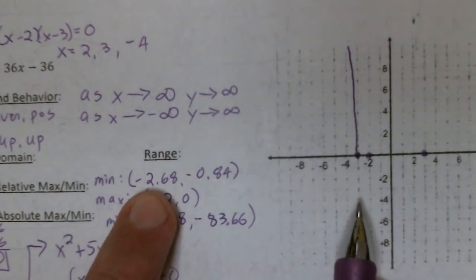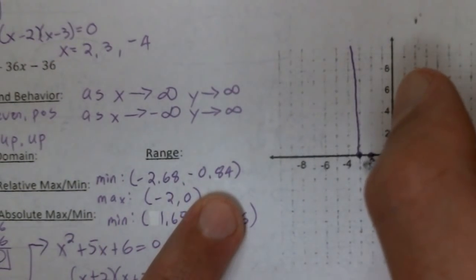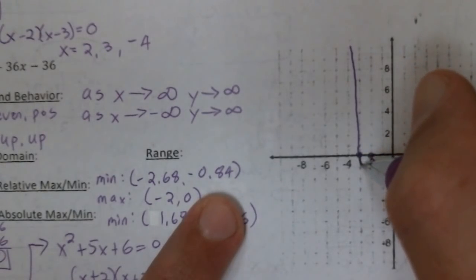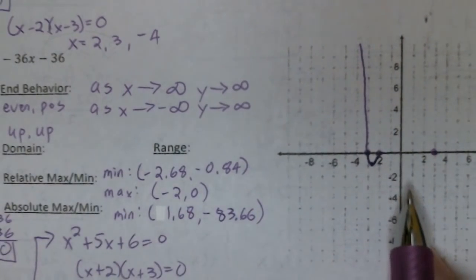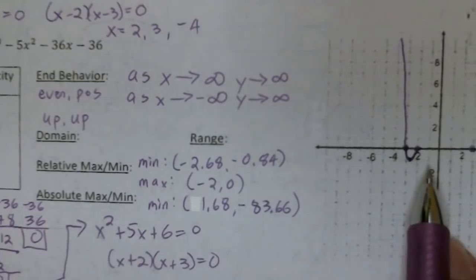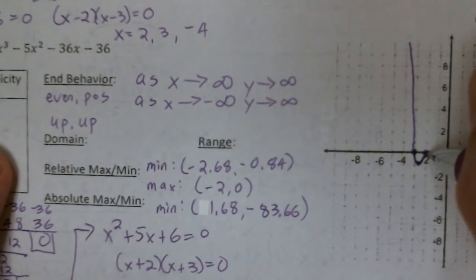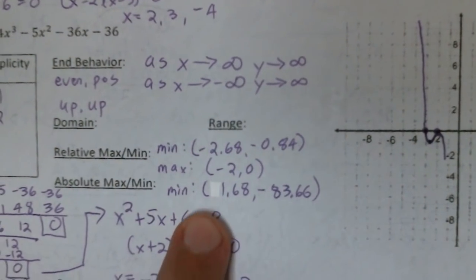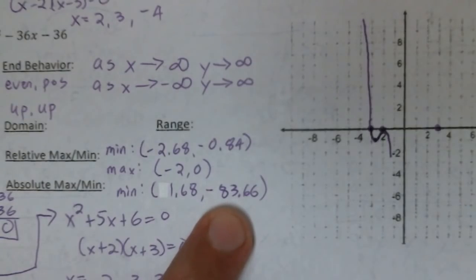So at almost negative 3, almost negative 1. So that's going to be somewhere about right there. It's going to hit that relative minimum, and then it's going to come back up, and then it's going to hit our 0 of -2. That's a multiplicity of 2, so that's a kiss and run. Okay, so then it's going to fall off, and then our absolute maximum is down here at 1.68, -83.